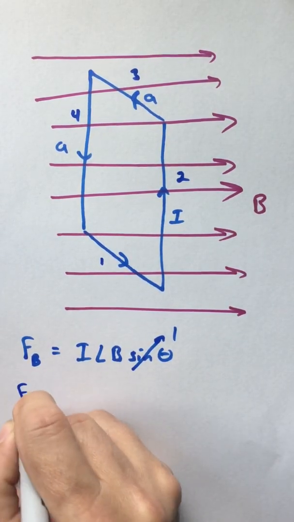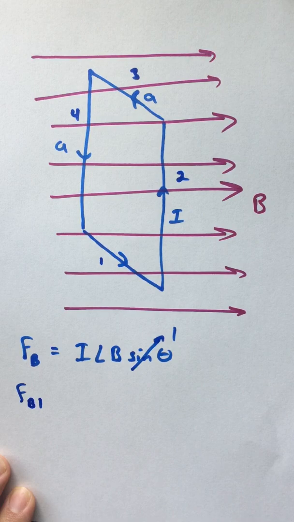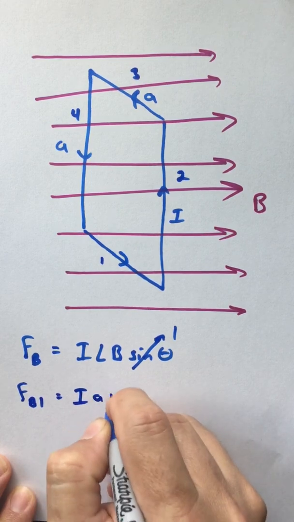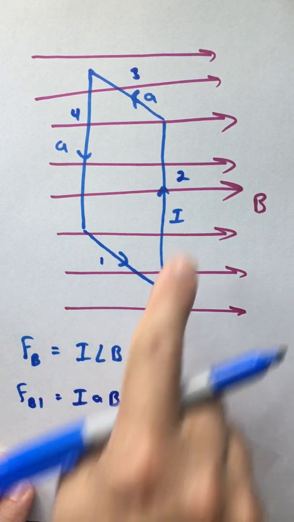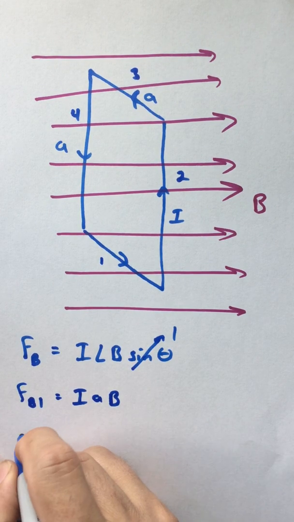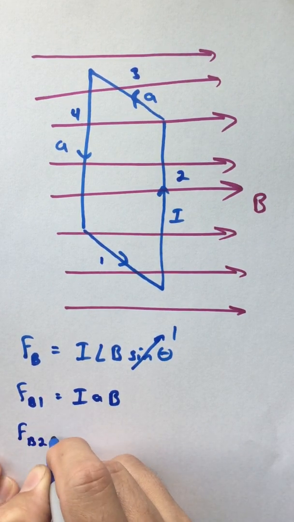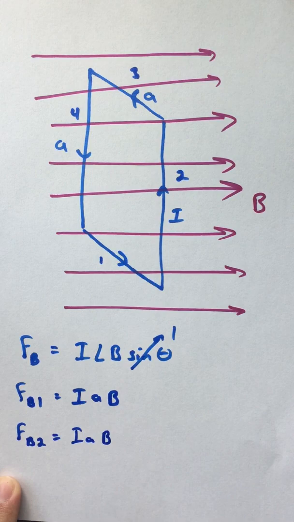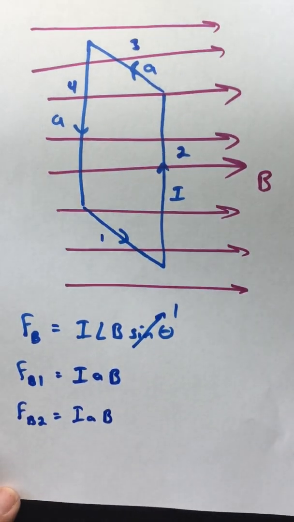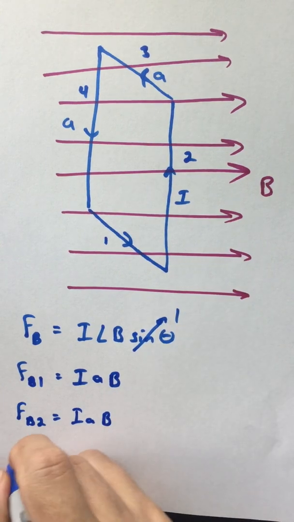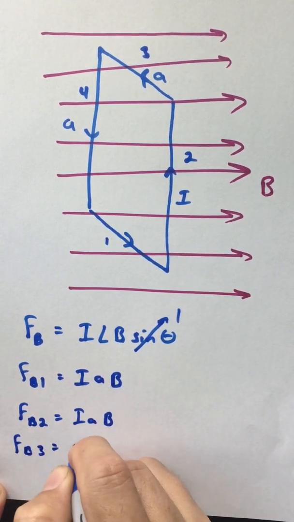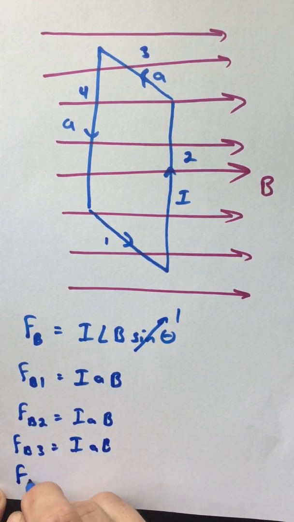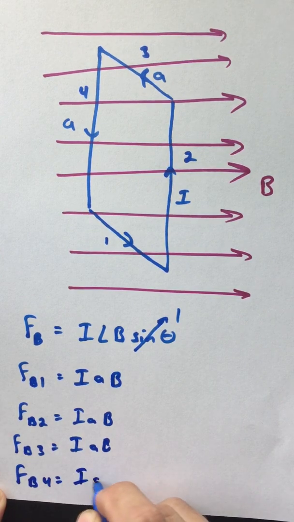I can now write this: the magnetic force on side 1 by magnitude is just going to be IAB. Of course, if this is truly a square and every side is A, then this gets really easy, because now the magnetic force on side 2 is just IAB. The magnetic force on side 3 is also IAB. And I think I have room. Yeah, the magnetic force on side 4 is also just IAB.